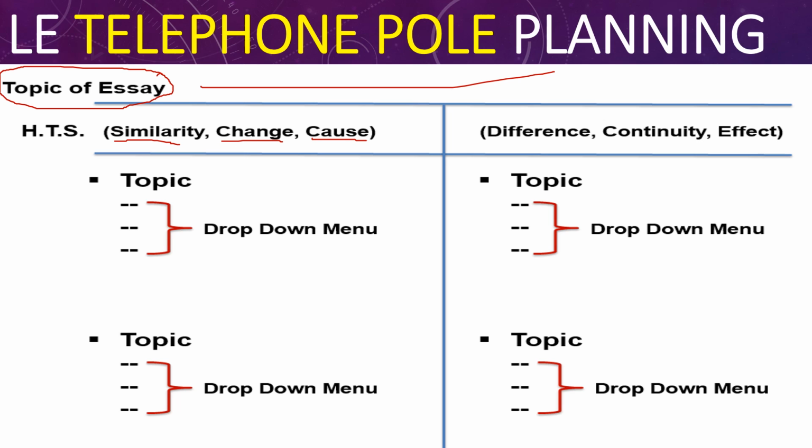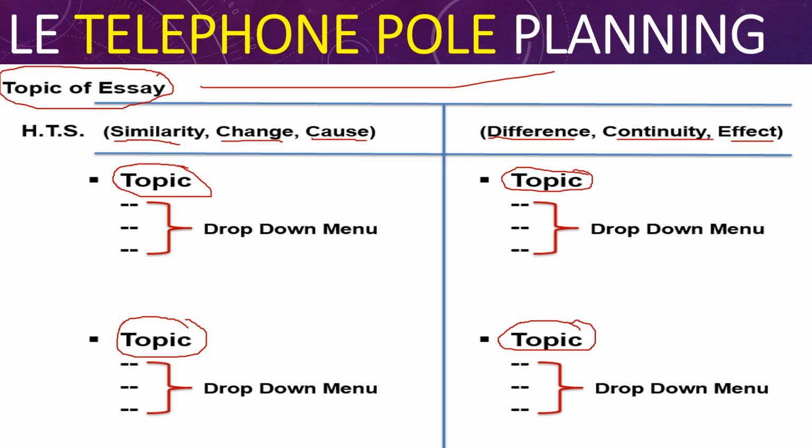And then on the opposite side, it's your however. However, this is the difference. However, this is the continuity. However, this is the effect. So you're going to do those for the topic that you're given. Then you create your topic for each paragraph. What is going to be the topic of each paragraph? You're going to have 2 topics here, and then you're also going to have 2 topics over here, which are your 2 however.